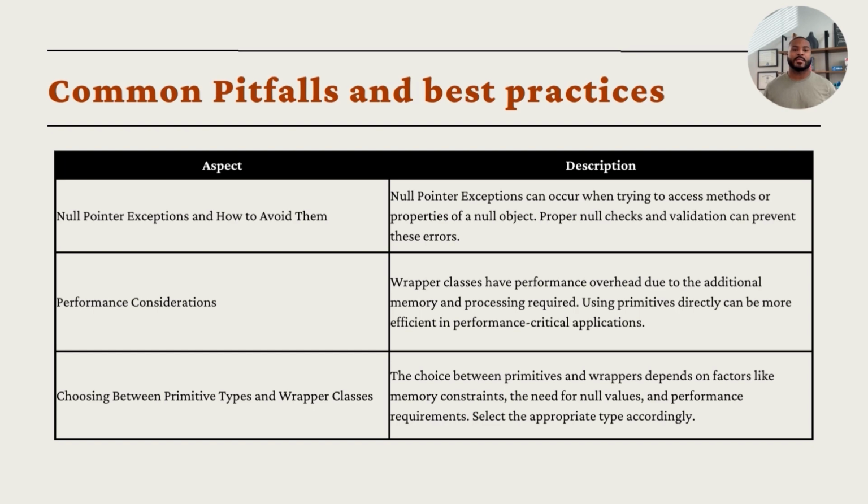In terms of performance considerations, it's important to note that wrapper classes have additional overhead due to the memory and processing requirements of managing objects. So, in performance critical applications, using primitive types directly can be more efficient. However, modern Java versions often have optimizations, and the performance difference might not be significant for most applications. So it's crucial to profile your code and choose the appropriate type based on performance requirements and constraints.